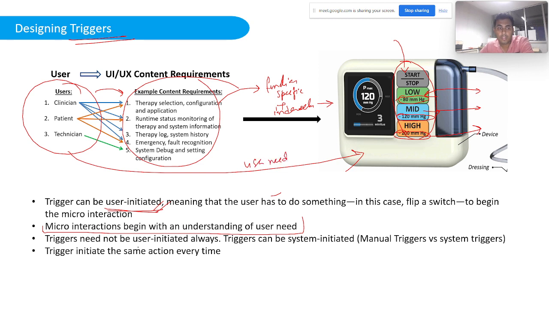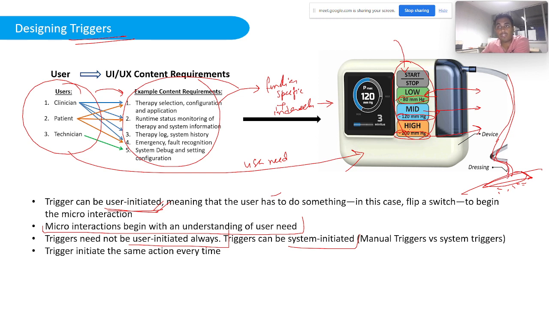Okay, now as I told you, triggers need not be user initiated always. It can be system initiated also. That means, for example, the system detects an event where there are leakages while this dressing is implemented on a human body. Probably some leakage happens, or something happens which is clinically dangerous.